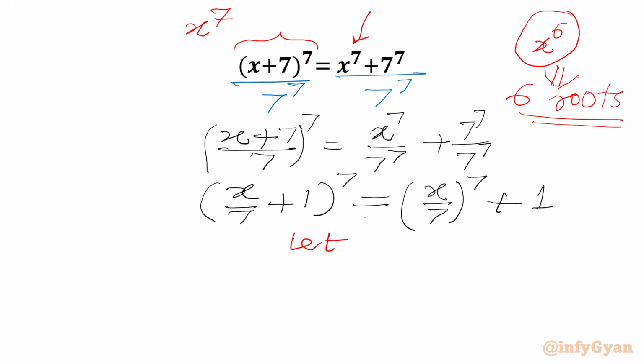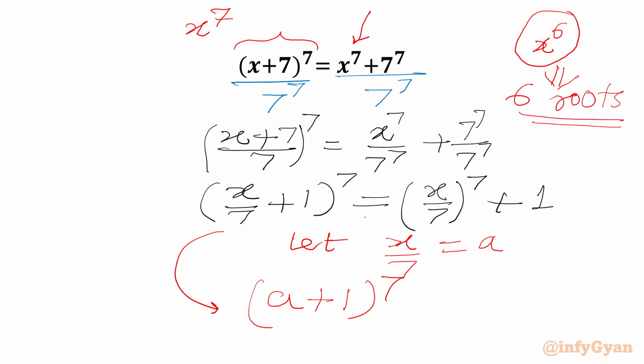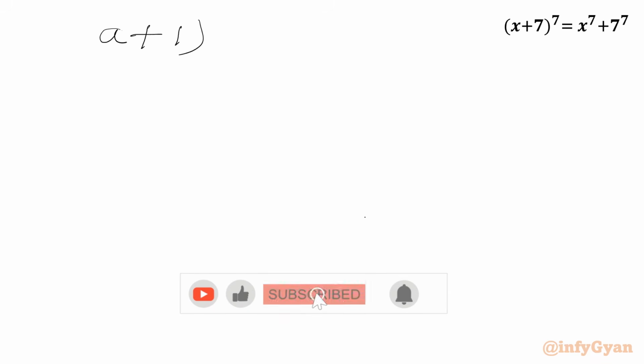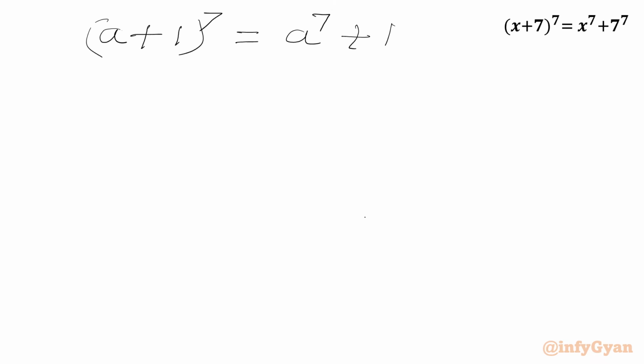Now we will use substitution. Let us suppose x over 7 equal to a. So our equation will become (a plus 1) whole power 7 equal to a power 7 plus 1. Now we have to expand (a plus 1) whole power 7. To know the expansion coefficients, we will use the Pascal triangle method. Let me write the equation here: (a plus 1) whole power 7 equal to a power 7 plus 1.